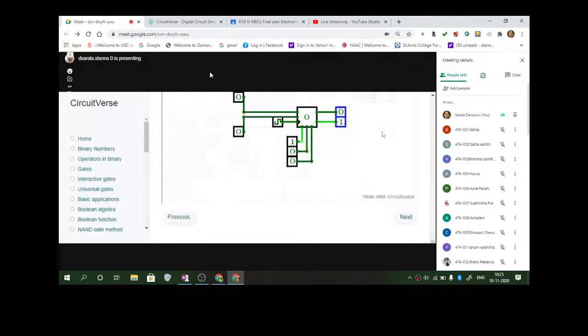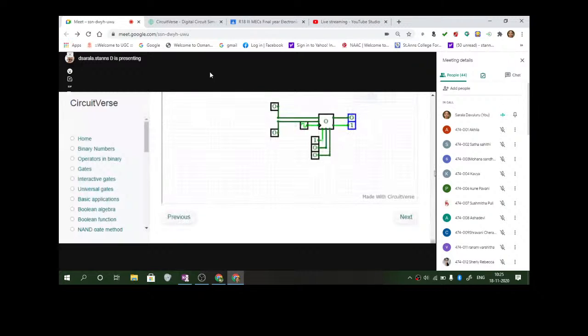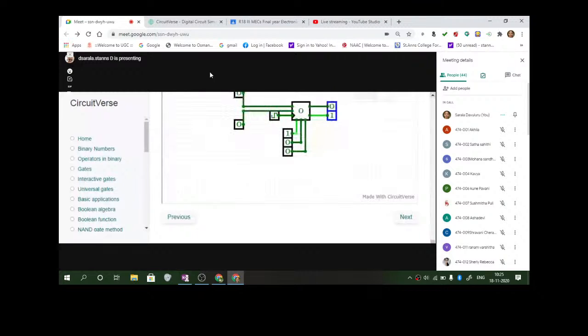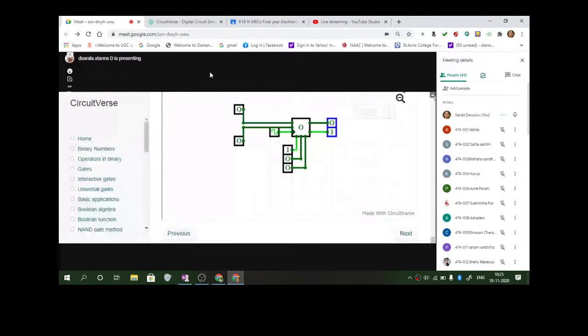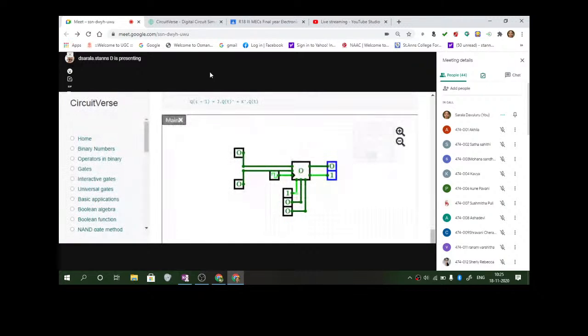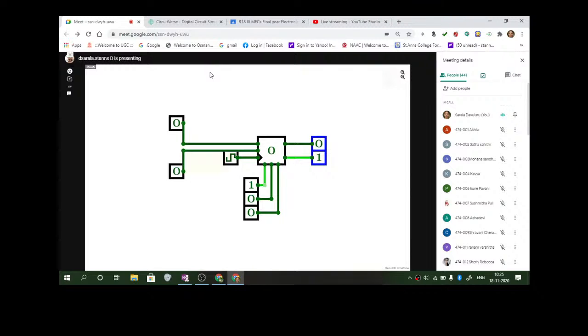Already constructed circuit. You can also construct. Maybe I'll show it as a full screen. Yeah. So now you can see 0, 0. What is the state? Q is 0, Q bar is 1. This is considered as the initial state. So to this state, suppose I apply again, let us say 1. It is taking some time. When the clock transition happens only, it will change. Otherwise, it won't change. So Q is 1 and Q bar is 0.